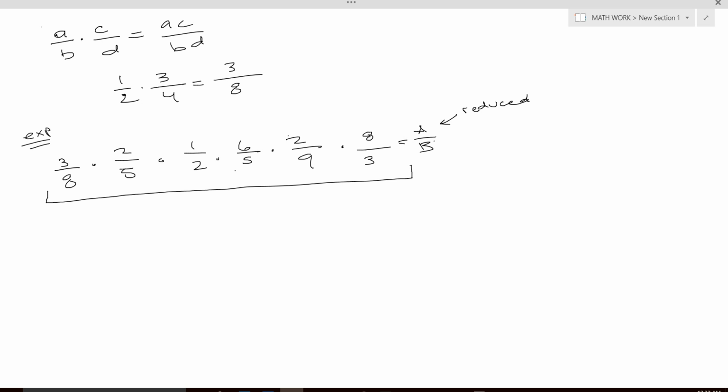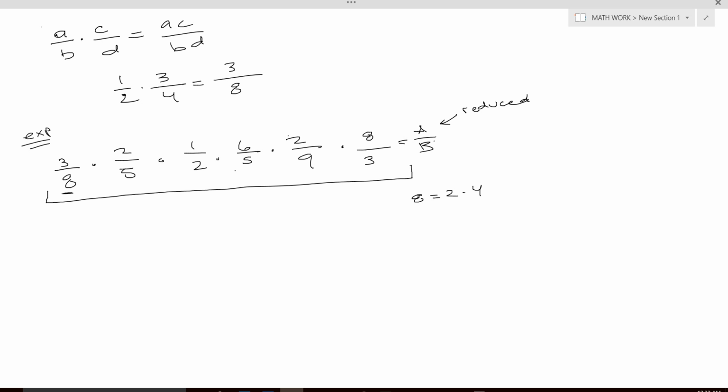When I say that, if 8 is present in the denominator, I'm going to look for 8 in the numerator somewhere. Or I can simply break 8 up into its individual factors. Say 8 equals 2 times 4. Then I can look for either 2 or 4 present in the numerator.